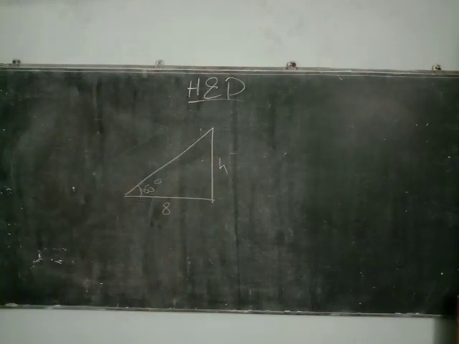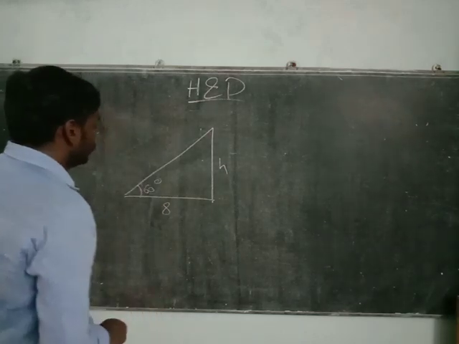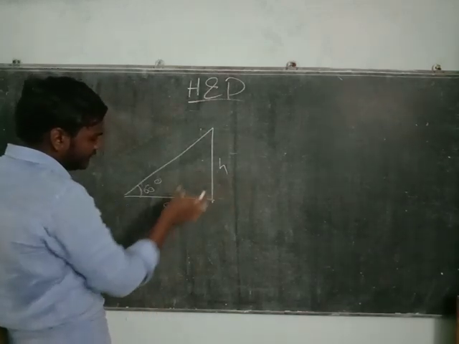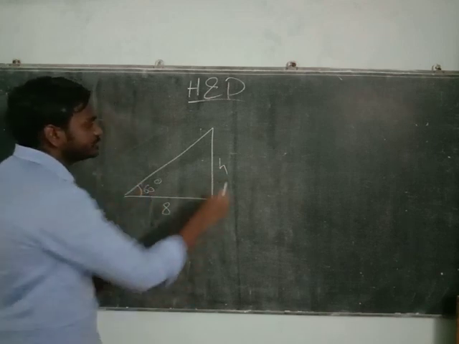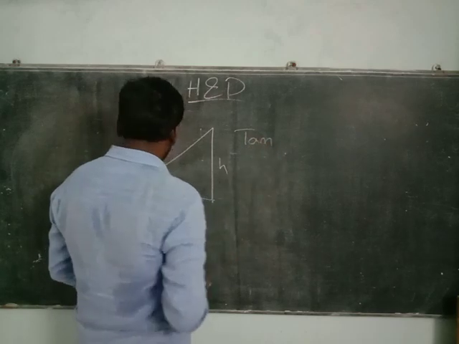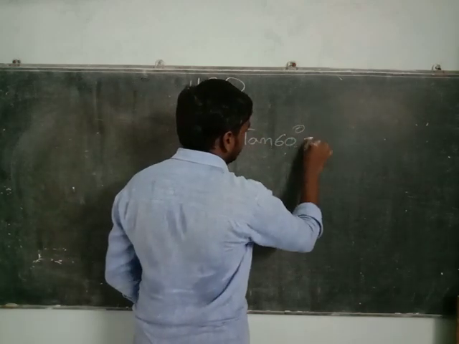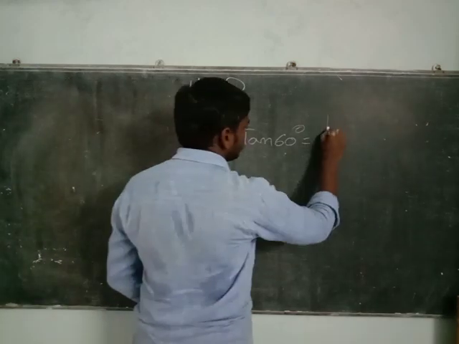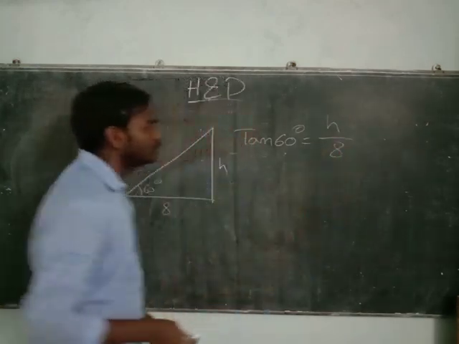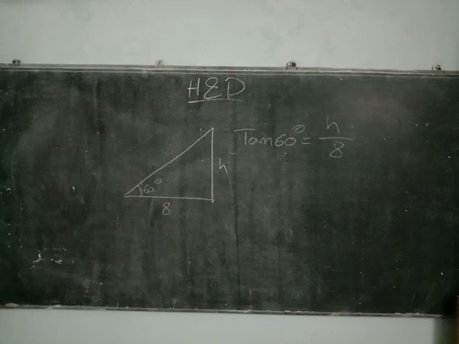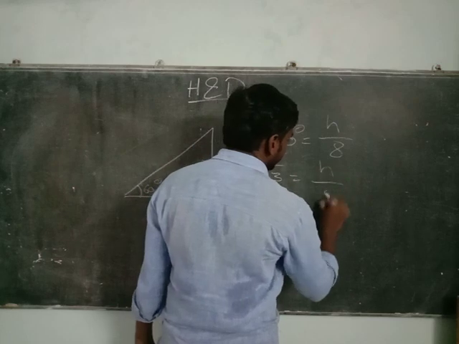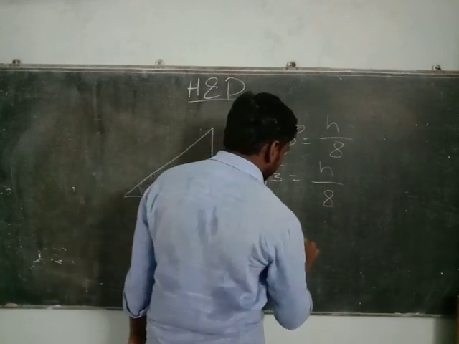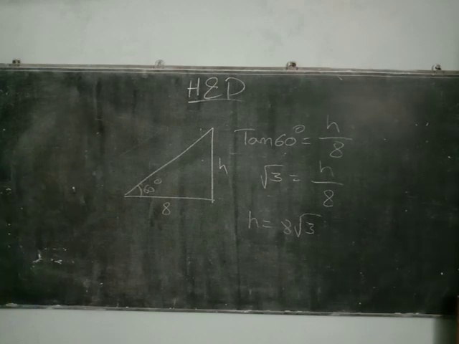Height of the pole is being asked here. So this is one model. I have to find the opposite side, and I have the adjacent side. So there must be a relation between opposite and adjacent. That is nothing but tan theta. Tan 60 degrees is equal to opposite by adjacent, that is h by 8. What is the value of tan 60? Tan 60 is root 3. Root 3 is equal to h by 8. Then h is equal to 8 root 3. This is the basic type of question that we get from heights and distances.